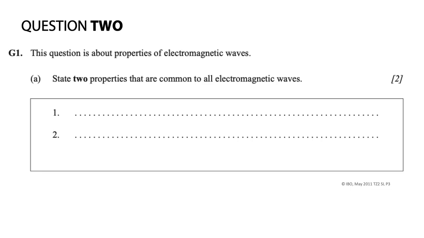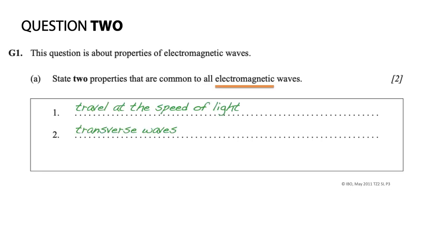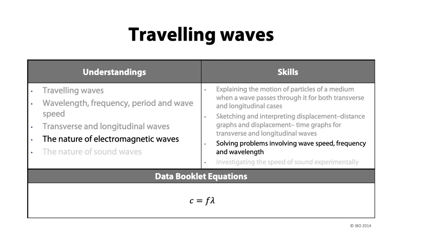And the best answer there is that all electromagnetic waves travel at the speed of light, and all electromagnetic waves are transverse waves. Another possible answer was that they can be polarized, which is something that only transverse waves can do, and we will look at shortly. So I hope this has given you an idea about the nature of electromagnetic waves, and just a reminder about this equation, c equals f lambda.